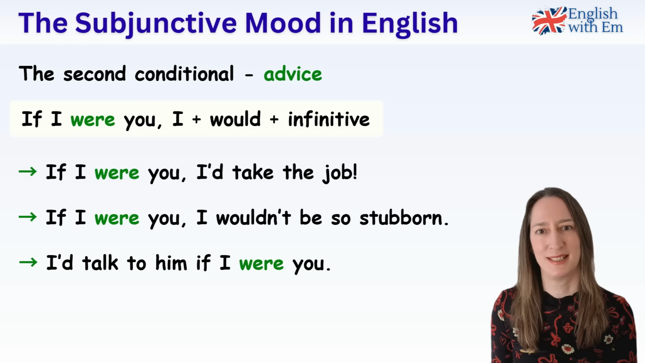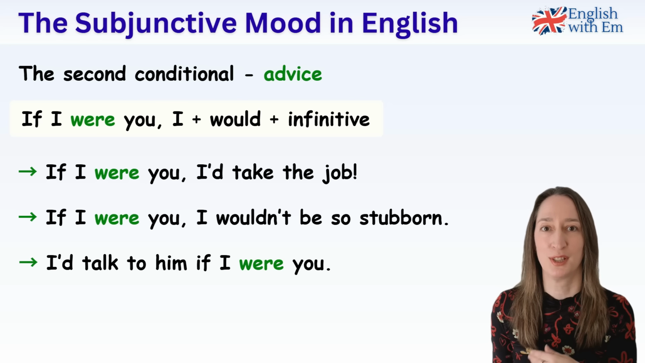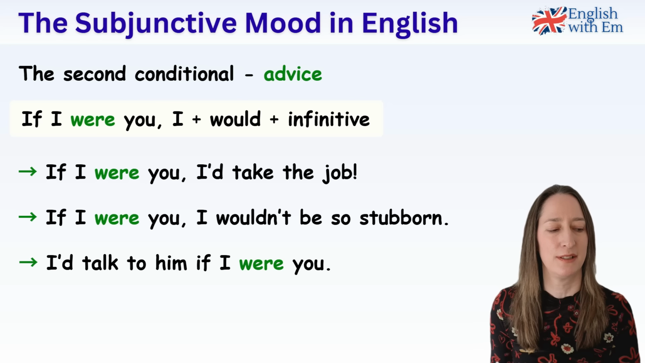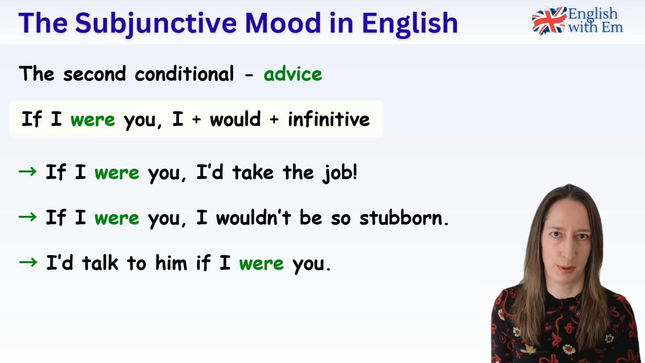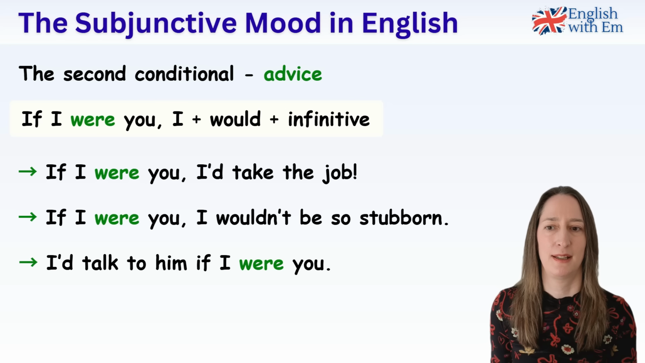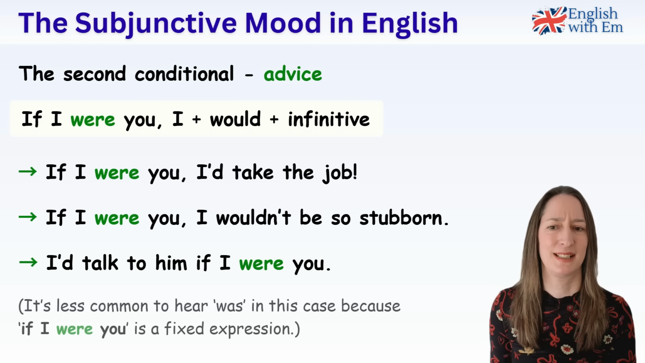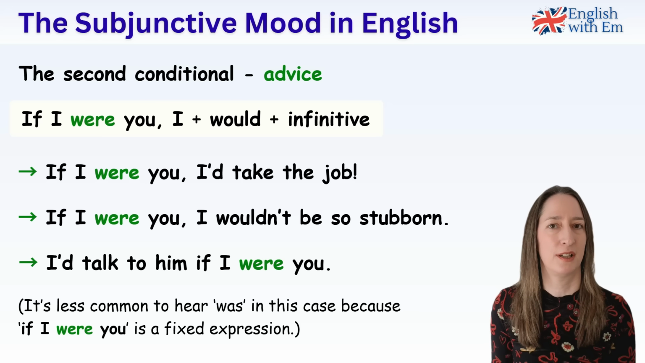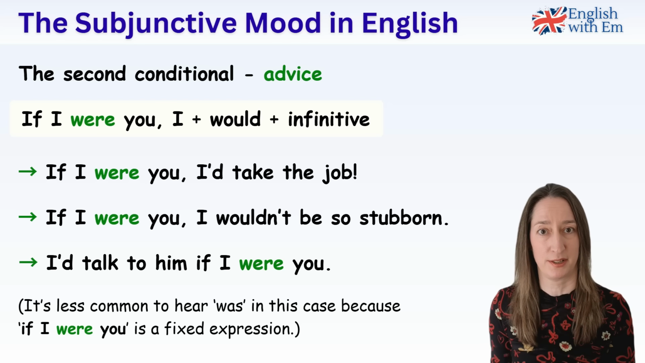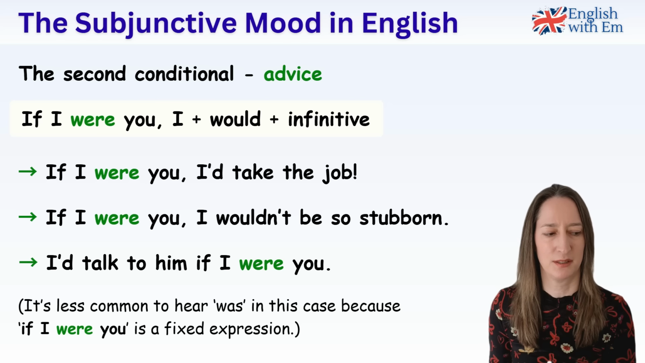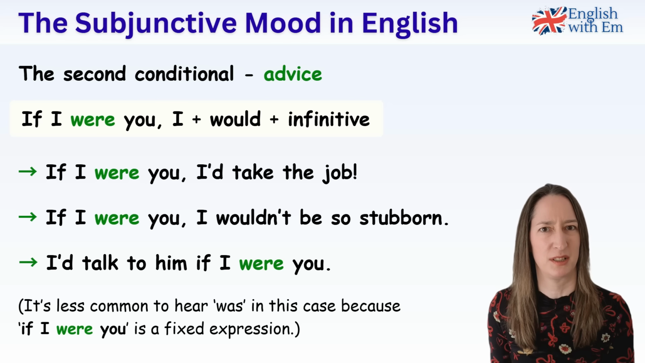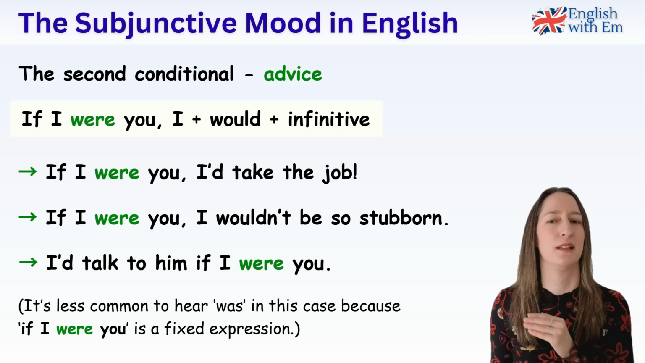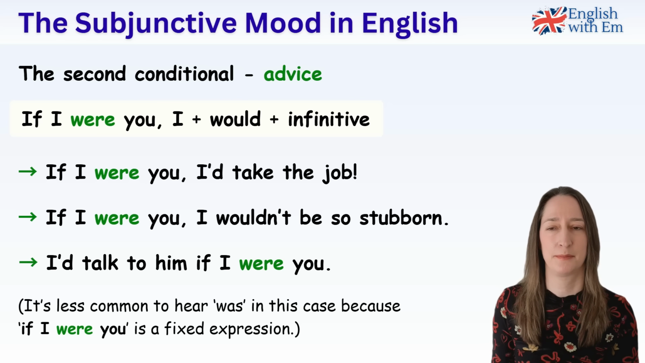So this is unreal. I'm not you. I can't be you. So it's a hypothetical situation, which is why we use the past subjunctive here. And it's less common to hear was in this case, because if I were you is a fixed expression, but you do still sometimes hear it, if I was you. But best avoid it in this case, because if I were you is fixed.